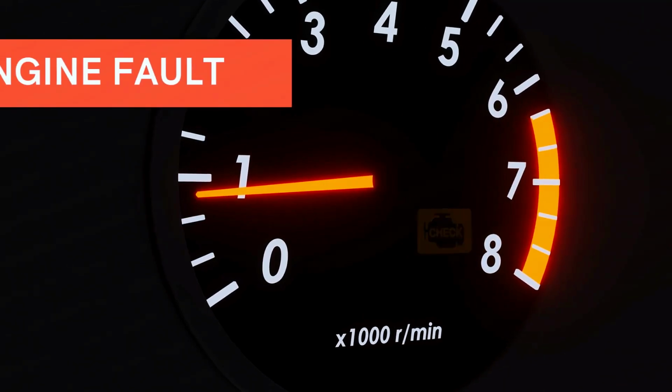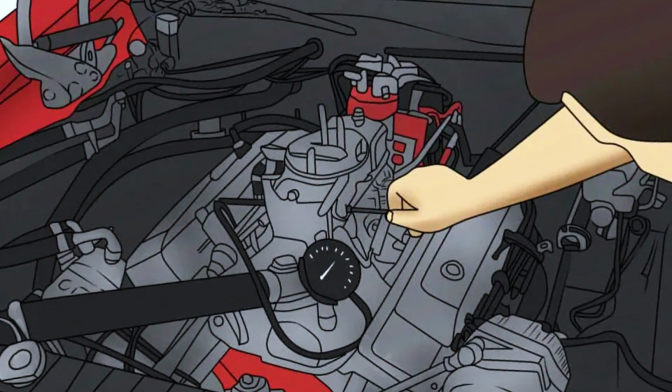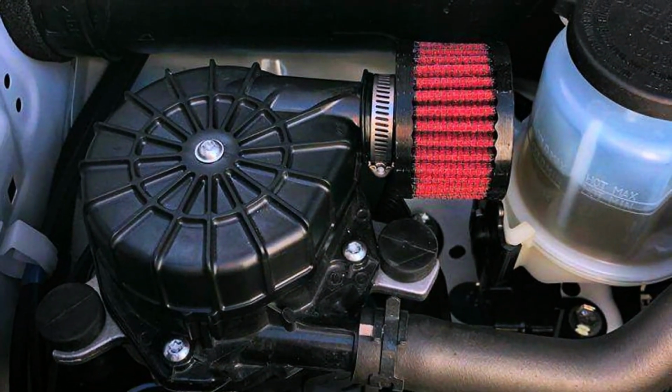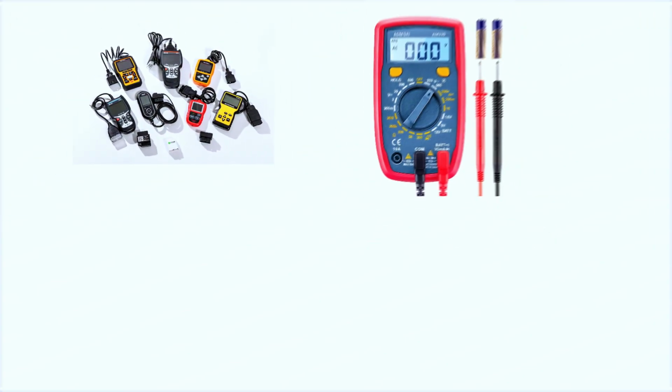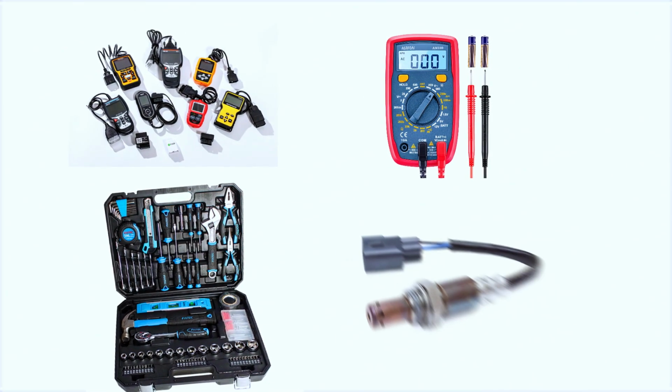Symptoms: check engine light on, engine hesitation during acceleration, noisy air injection pump, poor fuel economy, failed emissions test. Tools needed: OBD2 scanner, multimeter, basic hand tools, replacement parts.